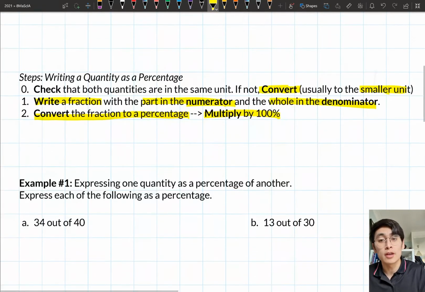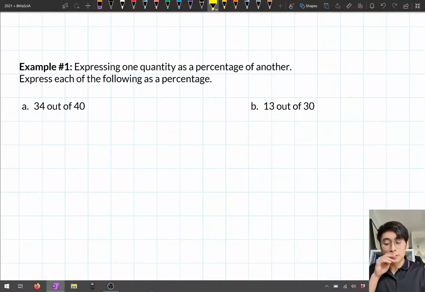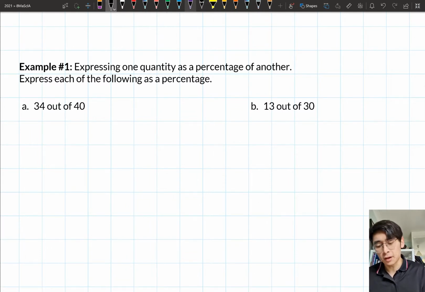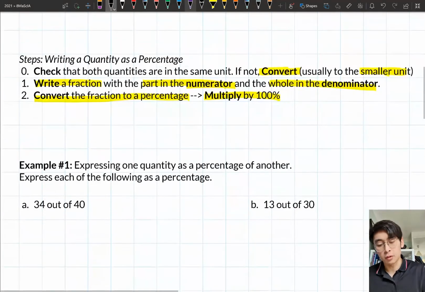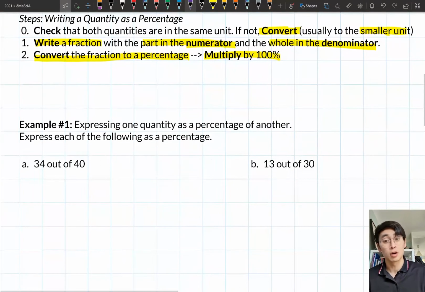So let's have a go at a couple of examples of this. Express each of the following as a percentage. We've got two examples. The first one is 34 out of 40 as a percentage. Firstly, we want to check that they have the same unit. For these examples, we don't have any units, so we're all good. We don't need to do step 0.